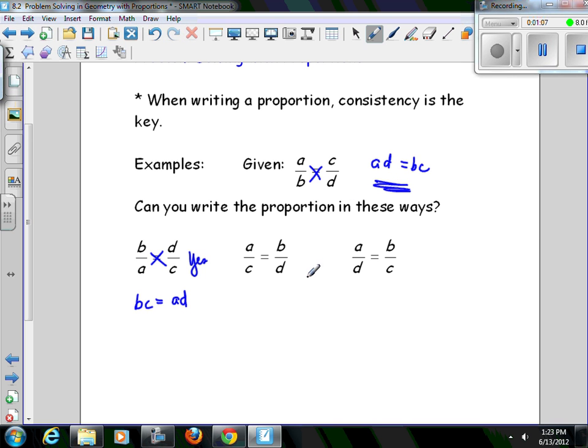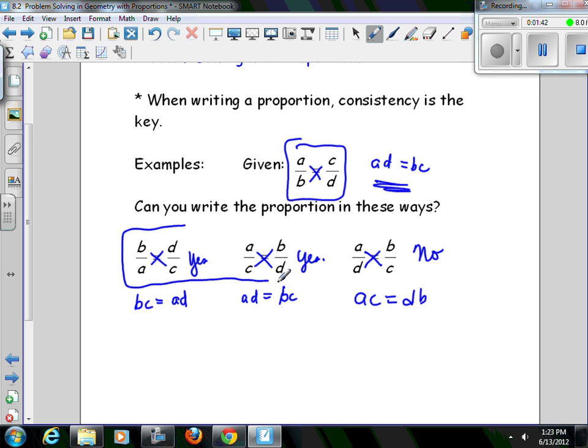Remember, what we're looking for is AD, is that equal to BC? Well, same idea. So let's go ahead and do this one. Cross multiply. We get AD is equal to BC, so that's another yes. That's exactly what we were looking for. What about here? A over D equals B over C. When we cross multiply, we get that AC is equal to DB. That is not the same as AD equal to BC. So this one is a no. So this proportion here, A over B equals C over D, can also be written in these two ways. Let's go on.